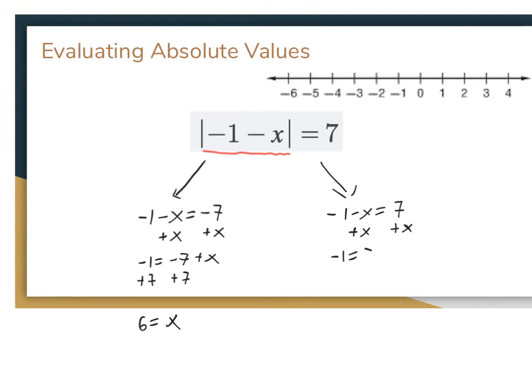Negative 1 is equal to 7 plus x. Subtract 7. Negative 8 is equal to x. And again, if we were to put that on our number line, we would have negative 8 and 6, which would be out here. And again, our solution set would be negative 8 and 6.